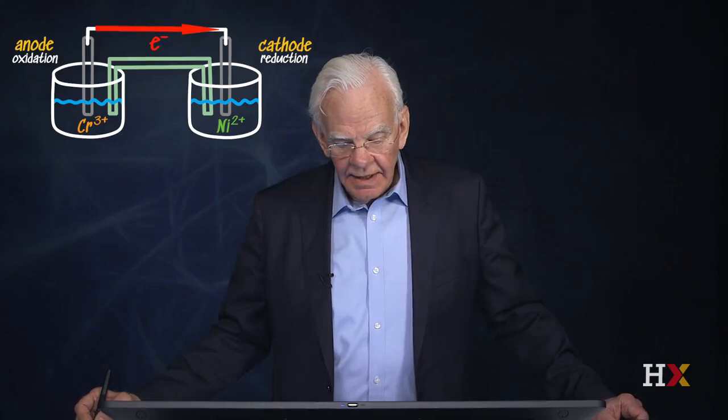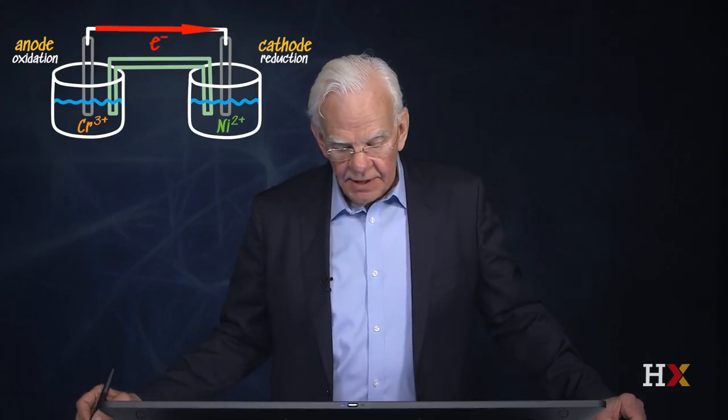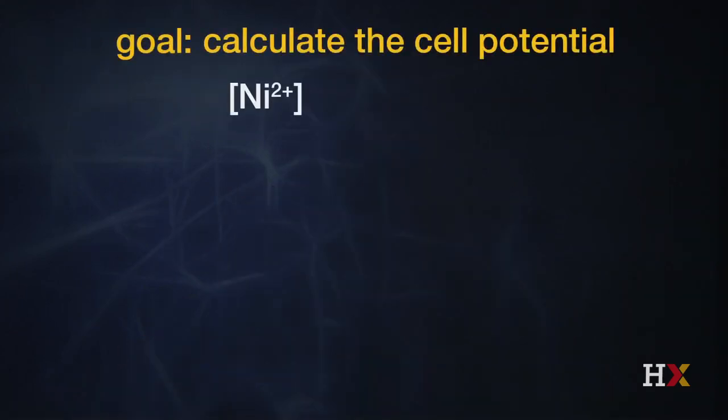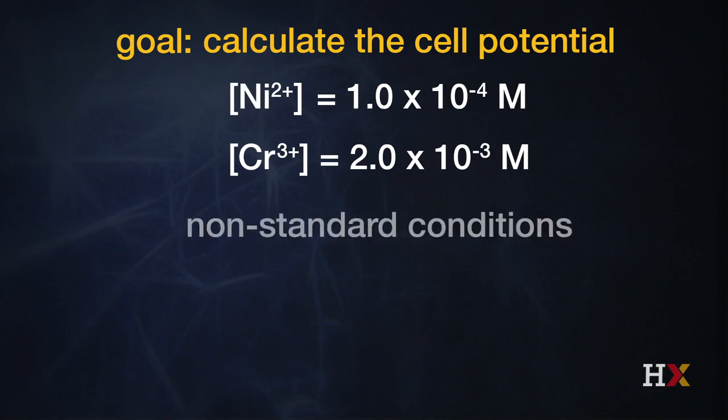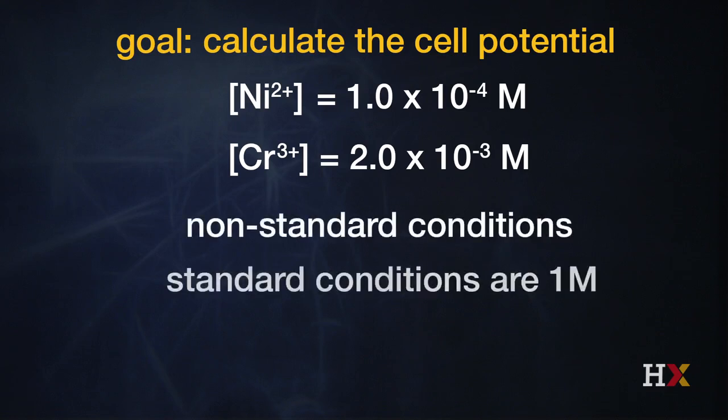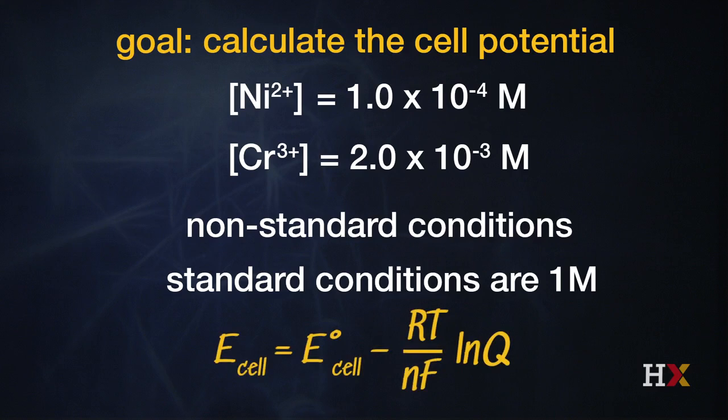So we want to calculate this cell potential when the nickel cations are 1 times 10 to the minus 4 molar, and the chromium cations are 2.0 times 10 to the minus 3 molar. Now you recognize immediately that these are non-standard conditions, because standard conditions are unequivocally 1 molar for each of these solutions. That tells us very clearly that we have to use the equation for the cell voltage under non-standard conditions.